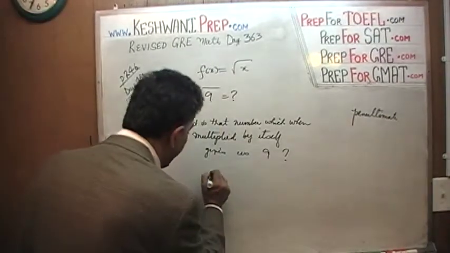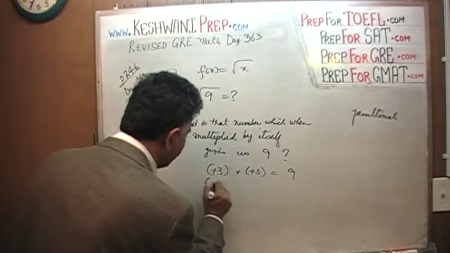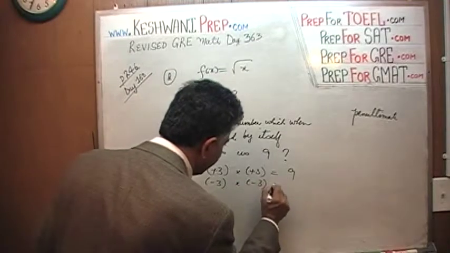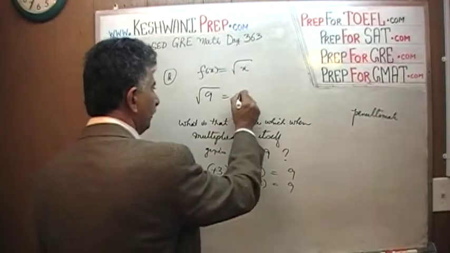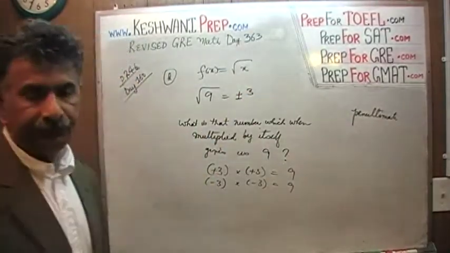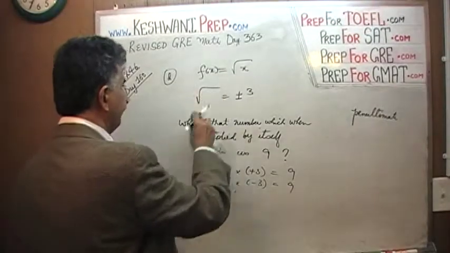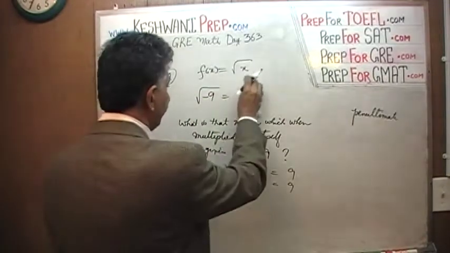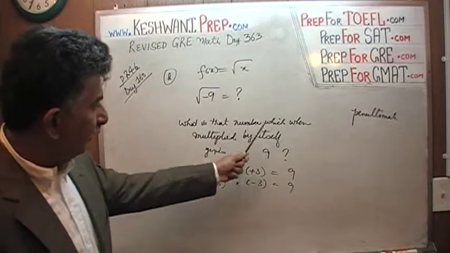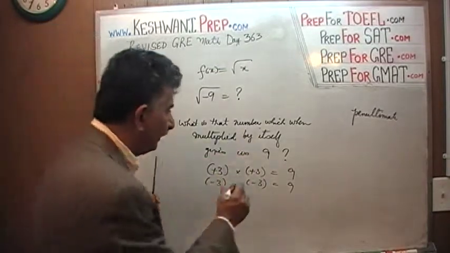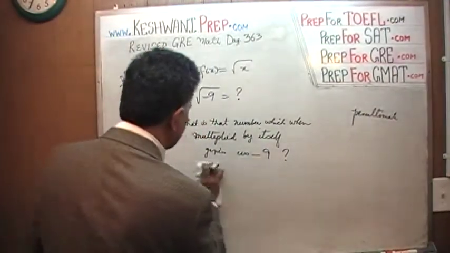Because we know positive 3 times a positive 3 gives us 9, and we also know that negative 3 times a negative 3 gives us 9. So the square root of 9 actually is equal to positive 3 and negative 3. Now let's make it a little more interesting. New question: square root of negative 9. So again the question is, what is that number which when multiplied by itself gives us negative 9?